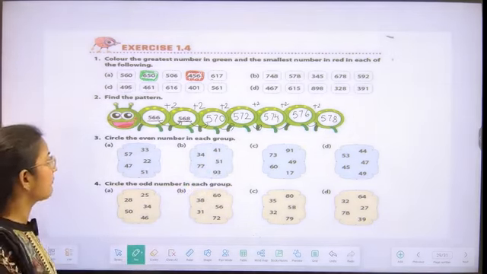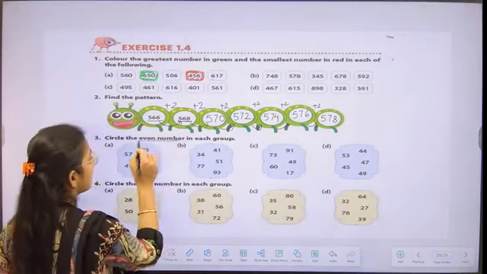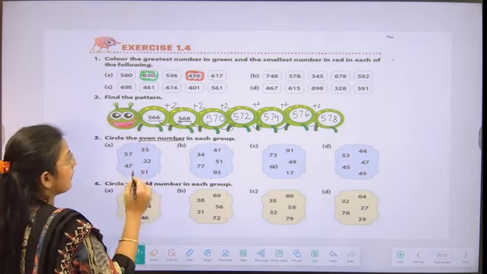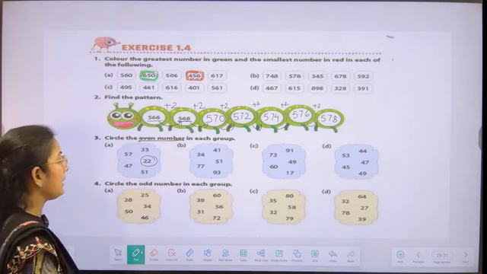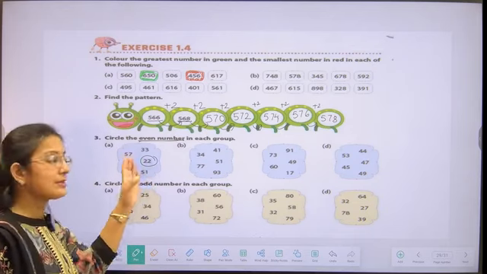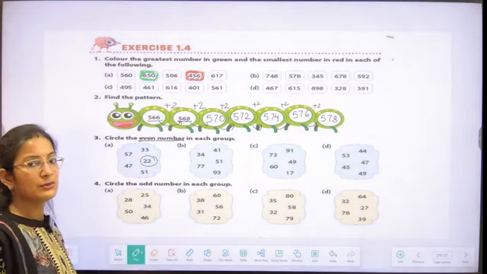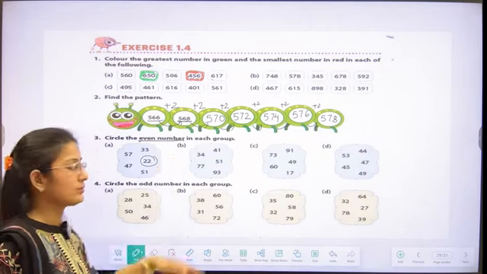Moving to the next one, we have to circle the even numbers. In the first one, the number 22 ends with 2 and is the only even number. The other numbers end with 1, 7, 3. These are the odd numbers, students. Similarly, just like this, you can do the other ones also.